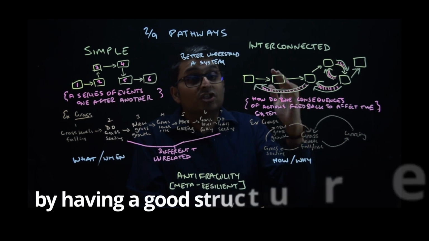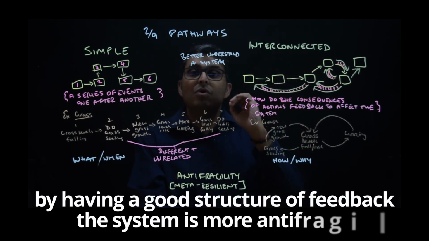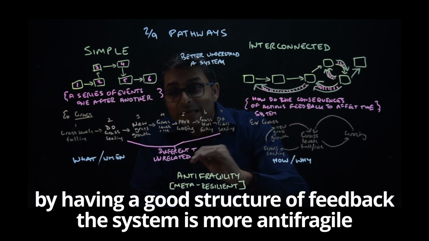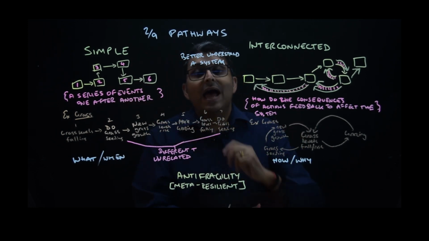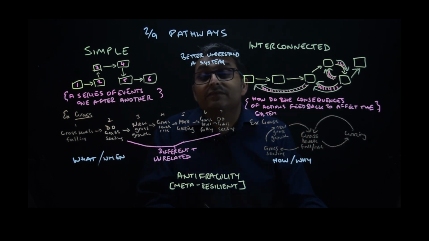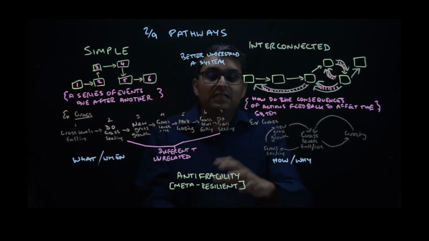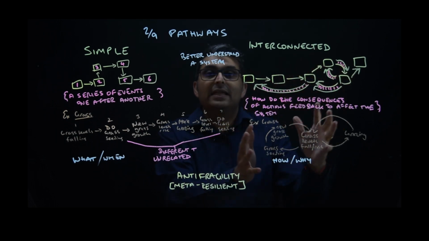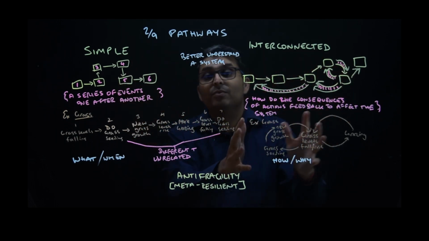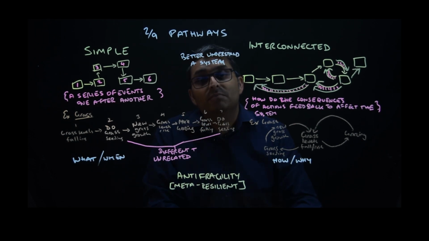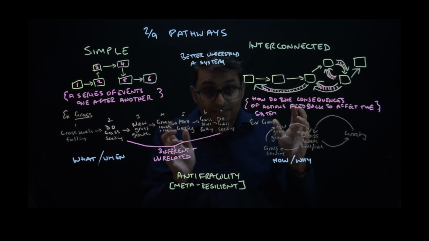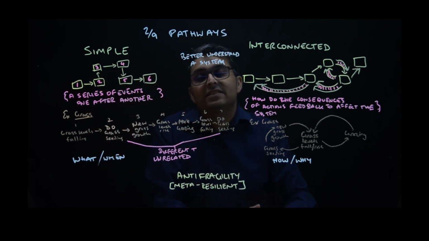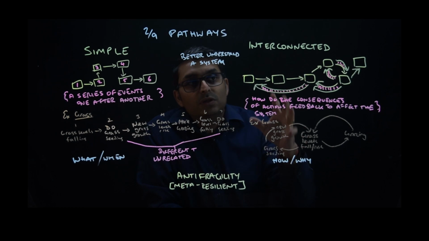By having a good structure of feedback, the system is more anti-fragile, more meta-resilient than a system that is simple and not built to handle negative events. And so that's what antifragility is about and what meta-resilient is about. And you can see that in interconnected systems or interconnected pathways rather than in simple pathways. And so that's another benefit of systems. I will cover feedback loops in more detail in one of my later videos as part of this systems thinking mini series.